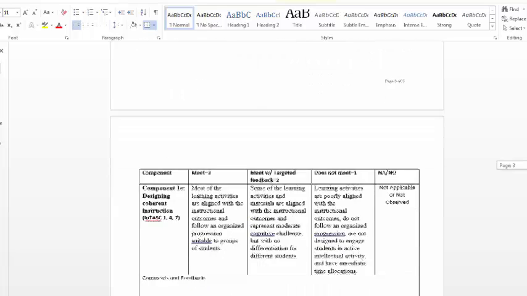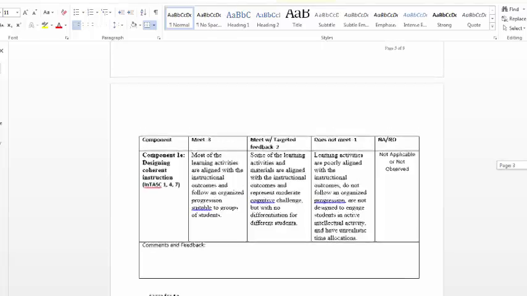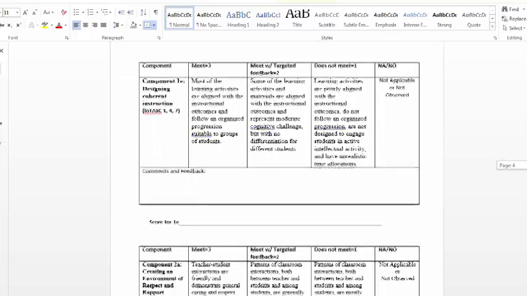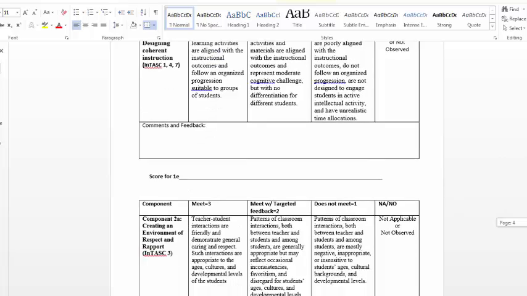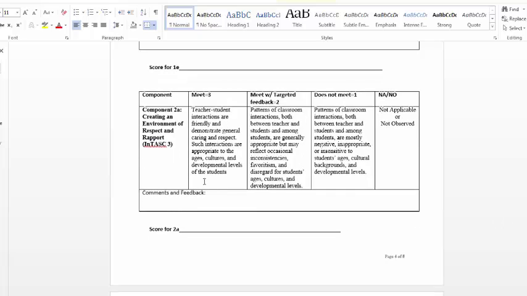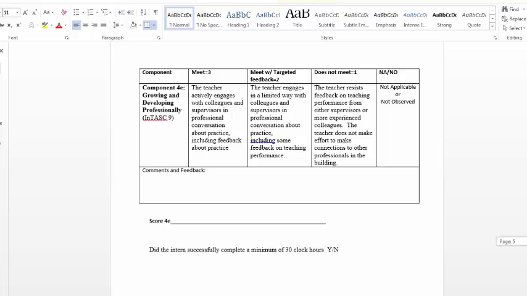So you'll see that the next page here, which would be page 4, has a similar piece with component 1.E, with space for comments, and then the score. And then another one, 2A, comments and score. And finally, 4E, again, comments and score. And then at the very end, you'll mark whether or not the candidate successfully met the 30 hours, which we require at minimum for this particular placement.